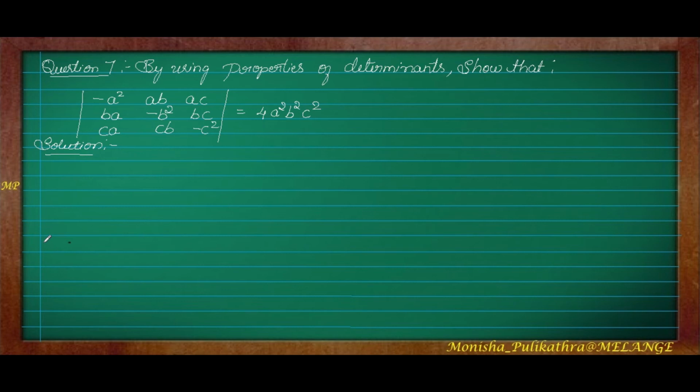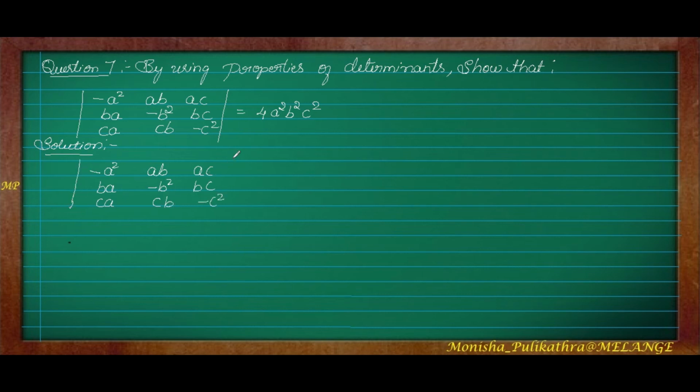Let us move on to the seventh question. In the seventh question, the determinant has been given. We have to prove the determinant is equal to 4a square b square c square. So first I will write the question: minus a square, ab, ac; ba, minus b square, bc; and ca, cb, and minus c square.